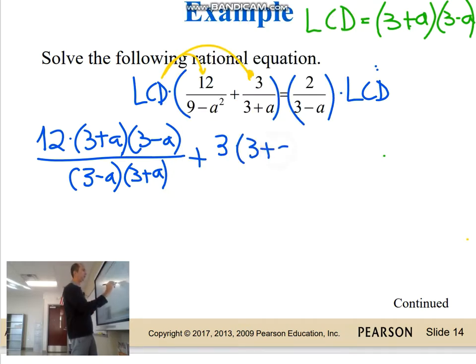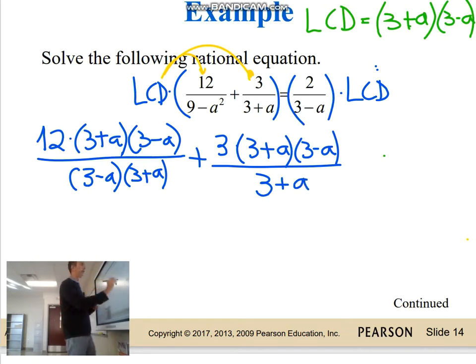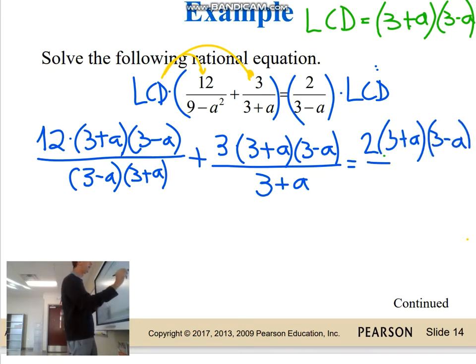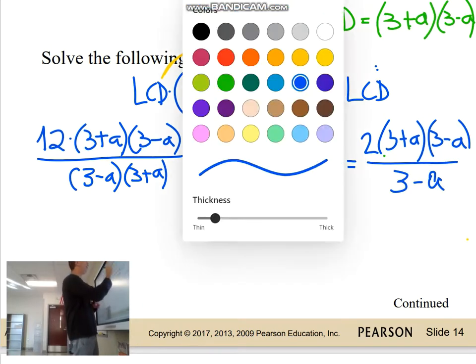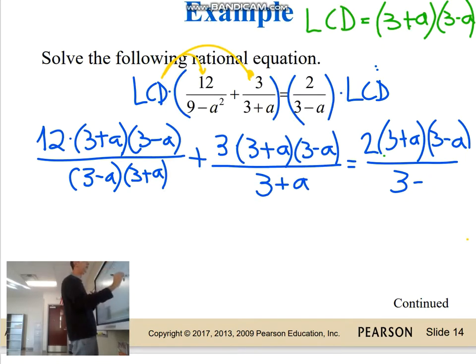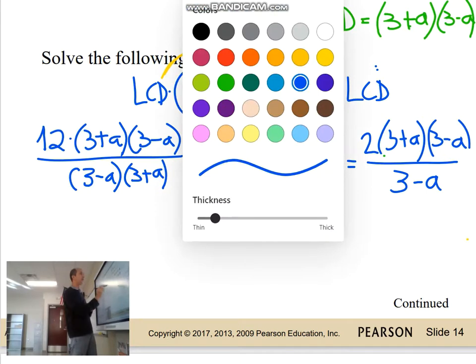3 plus a times (3 minus a) over (3 plus a) equals 2 times (3 plus a)(3 minus a) over (3 minus a). And now you're going to be really scared because you have a huge equation. That's a lot of stuff, a lot of factors, a lot of terms. But calm down, because you can simplify. You're going to see that you're going to simplify lots of things.